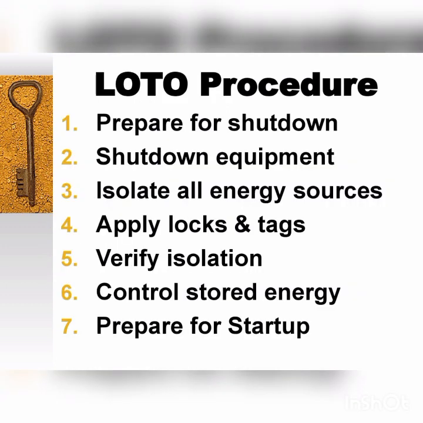Now we come towards one procedure, which is the implementation of how to implement a LOTO. Prepare for shutdown. First of all, you need to do a shutdown. All the equipment which needs to be maintained or serviced needs to be shut down. All the energy sources connected with this equipment must be isolated. Then you apply the lock and then the tag, and then verify the isolation.